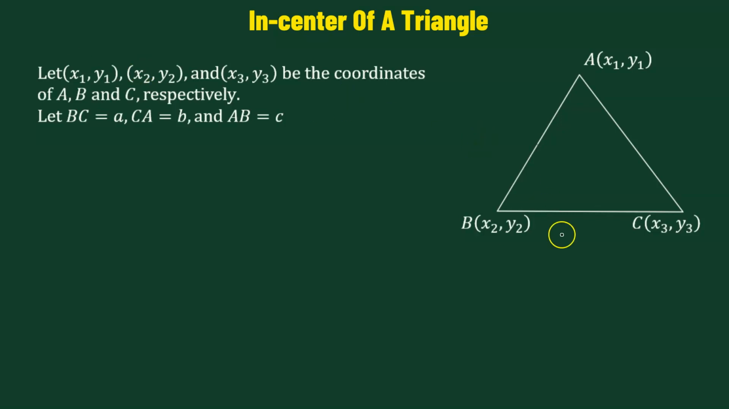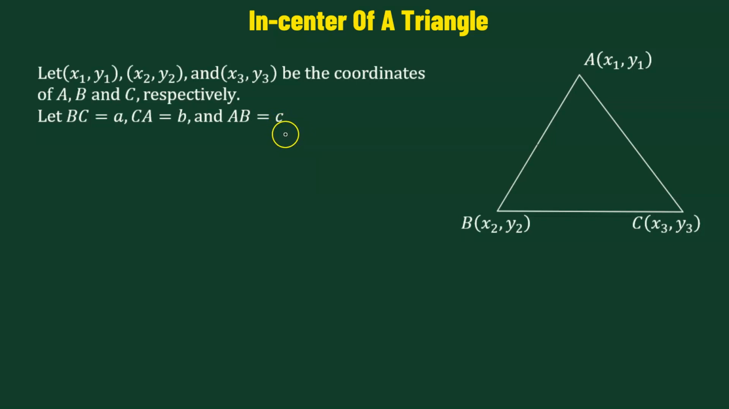Here we'll consider the side BC, which is opposite to angle A, and it's going to have a length a. Then we have CA, the side opposite to angle B, that has a length b. And then we have the third side AB, which is the side opposite to angle C. We're going to represent it by the letter c in lowercase.